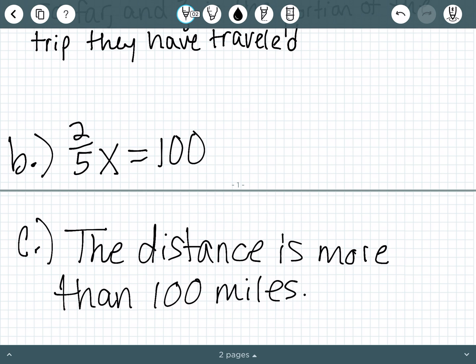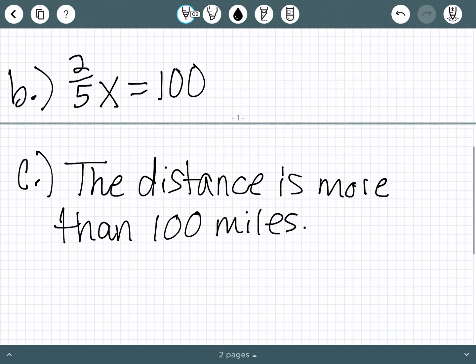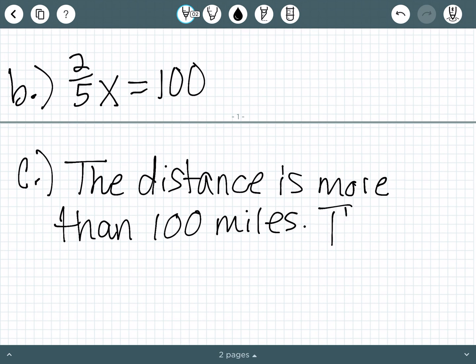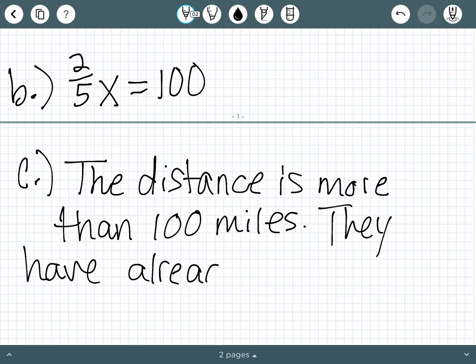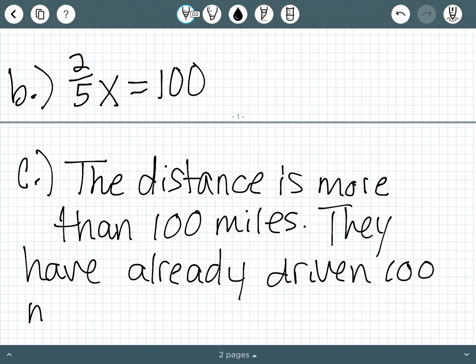Now remember, they have already driven 100 miles, and they are only partway there.